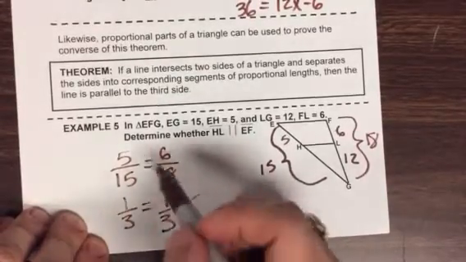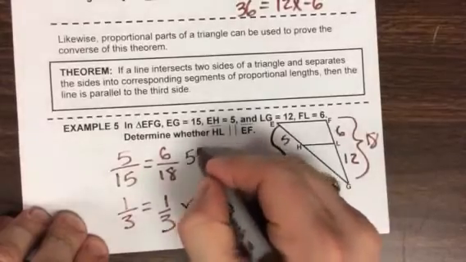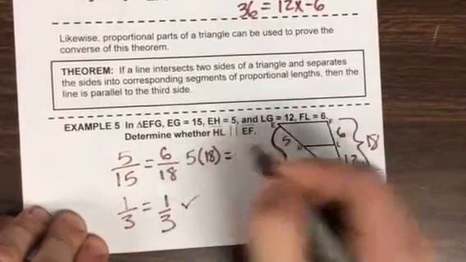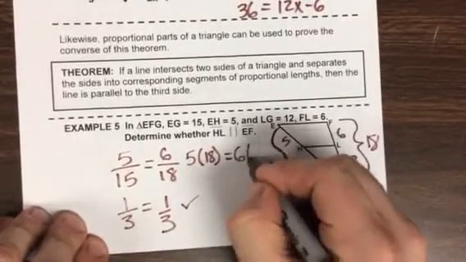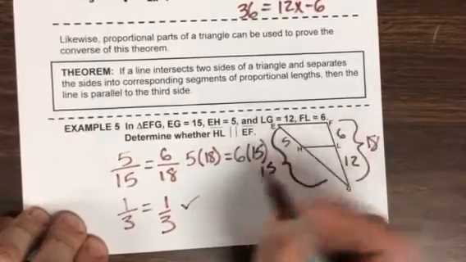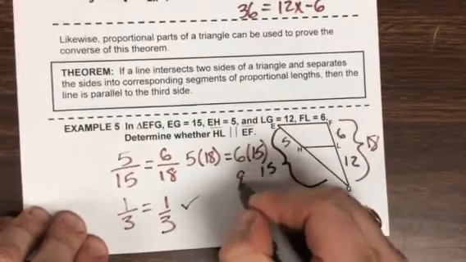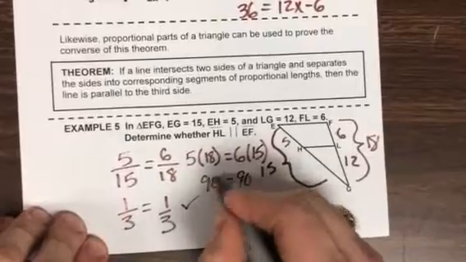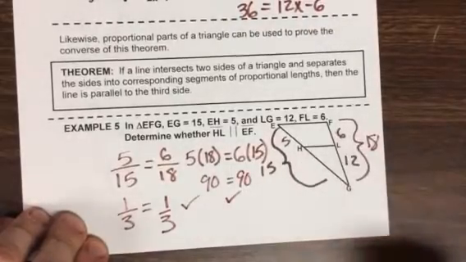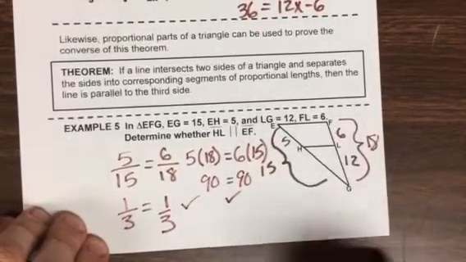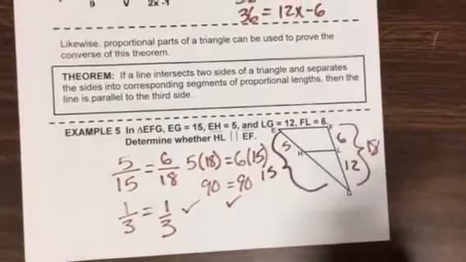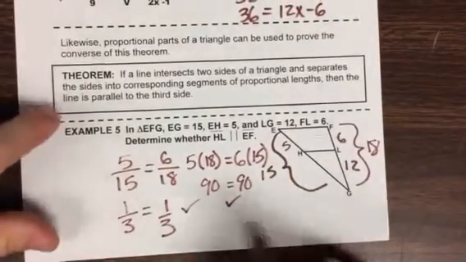The other way I could do it is say 5 times 18 equals 6 times 15. So that's 90 equals 90. So that would prove proportionality as well. Either choice works, but one or the other must be done in order to prove proportional.